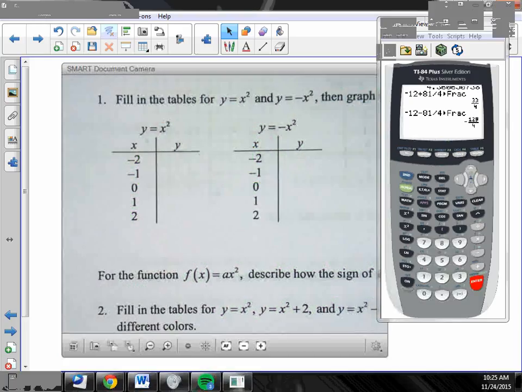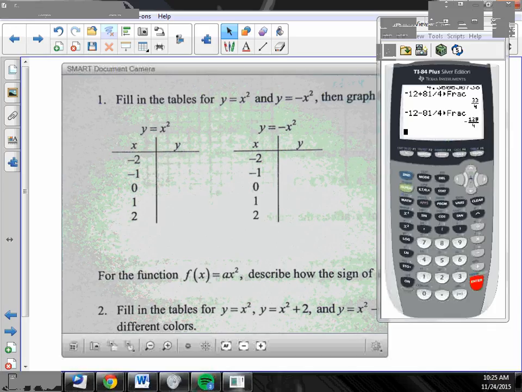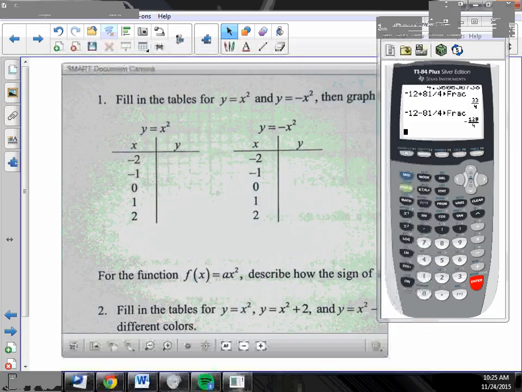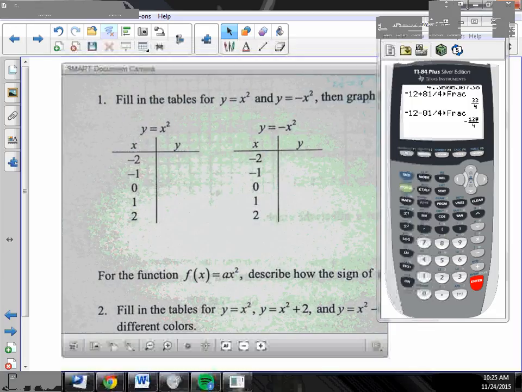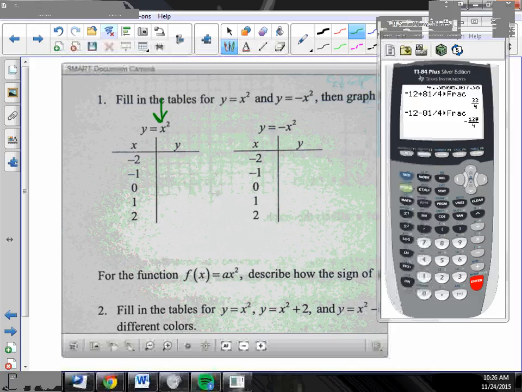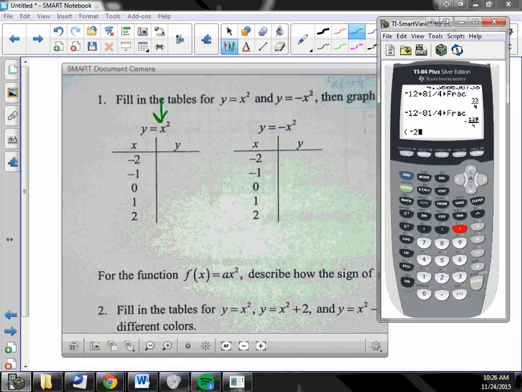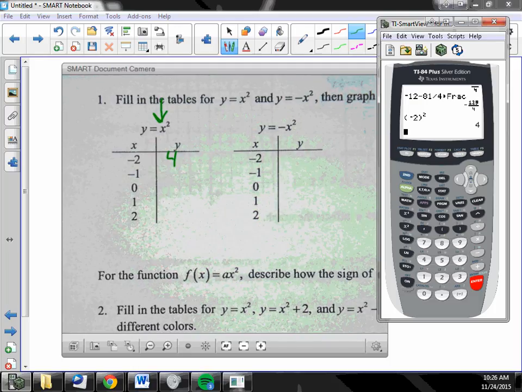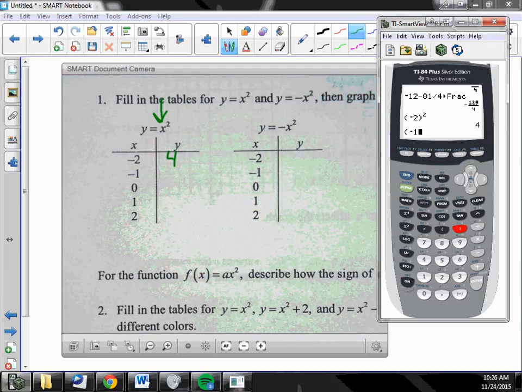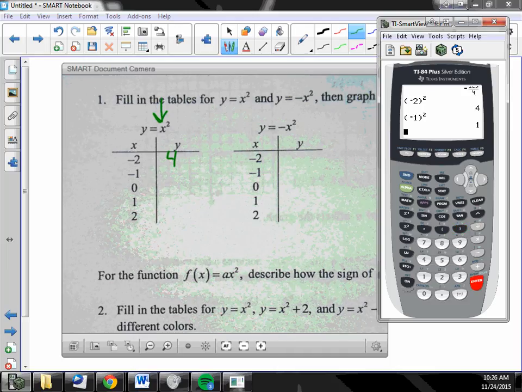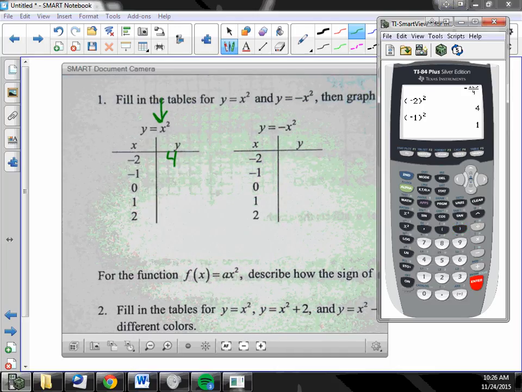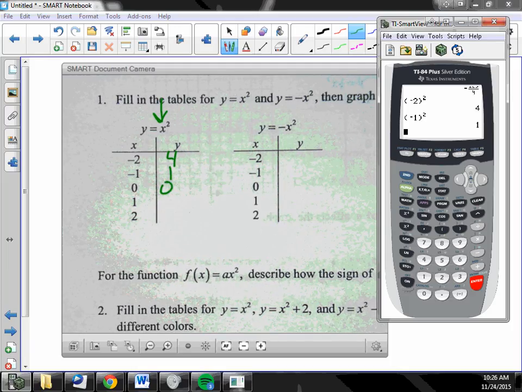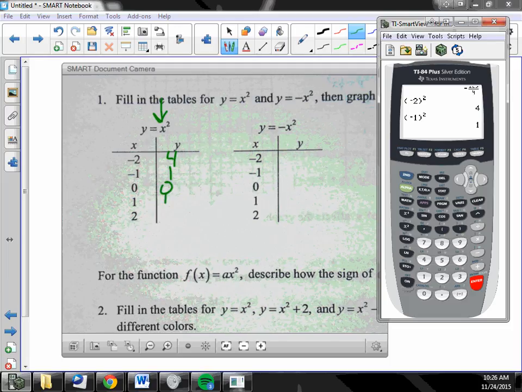Whenever you plug these numbers in, you need to use parentheses. So the first one, we're going to plug in -2 in here. Parenthesis -2 squared is 4. And then parenthesis -1 squared is 1. What's going to happen when we square 0? 0. What's going to happen when we square 1? 1. And 2 squared is 4.